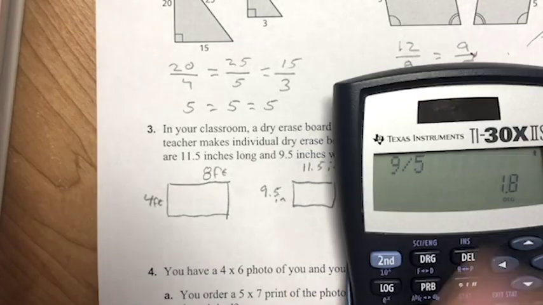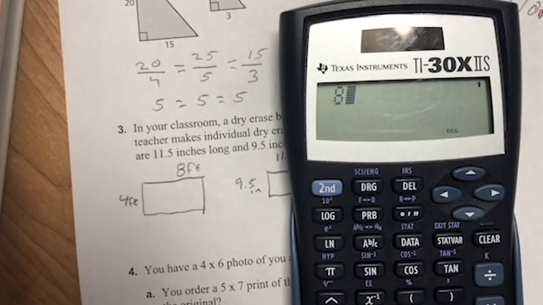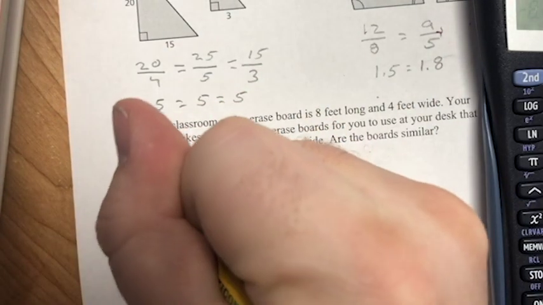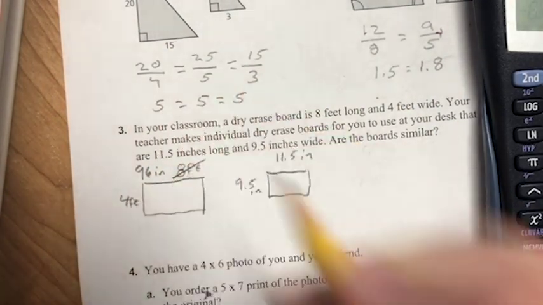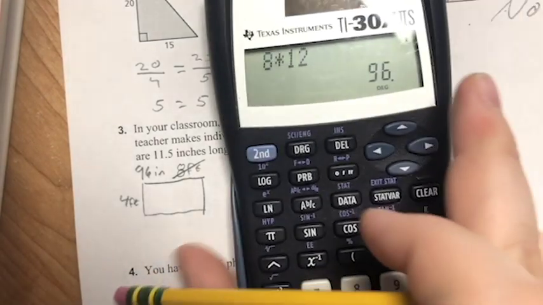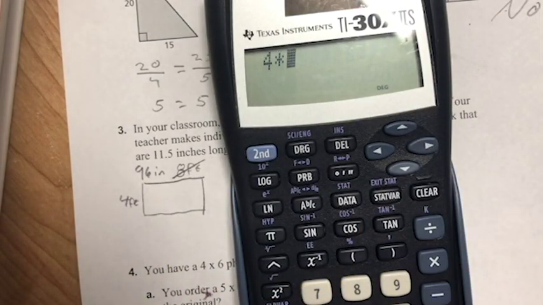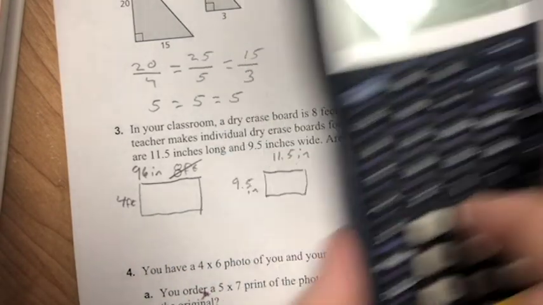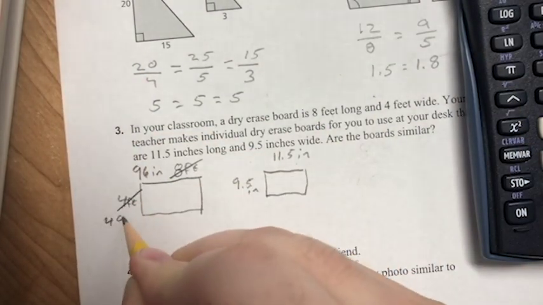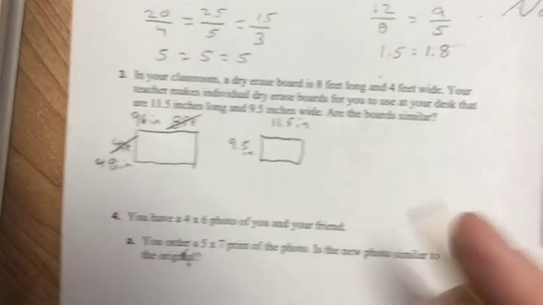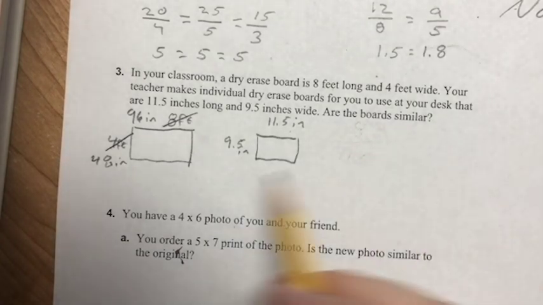So I can say, since I know that there's 8 feet and there's 12 inches per foot, that this is technically 96 inches. I'll cross that out so I don't get confused. And then I can do the same thing. 4 feet at 12 inches per foot gives me 48 inches. Now that I have that, I can actually set up my proportion and my ratio.